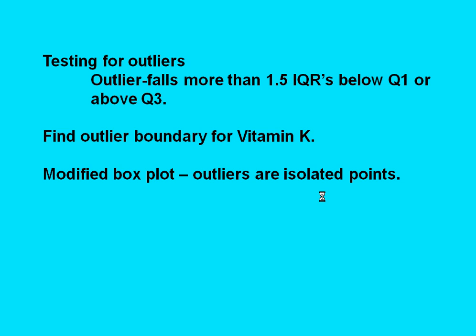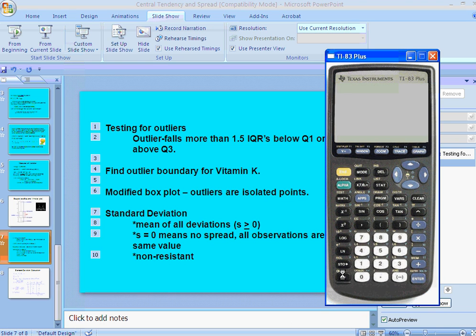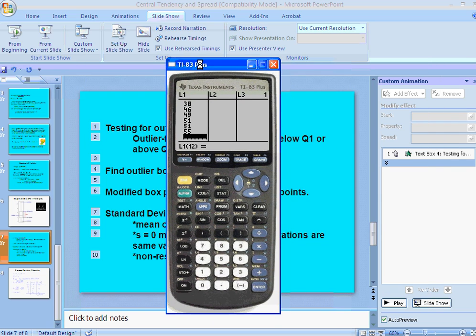And I'll show you what a modified box plot is on the calculator. Let's take a look at that right now. Here's our data set of our pills. And how do we make a box plot on the calculator? Well, we go to stat plot, as you know how to do already. We put the data in the calculator first, of course, and we're going to turn this first one on.